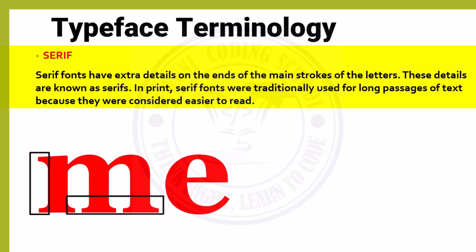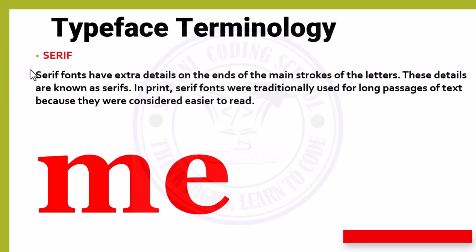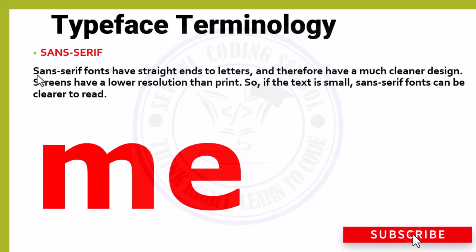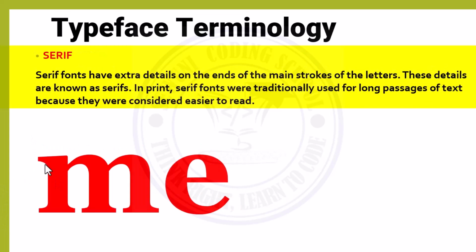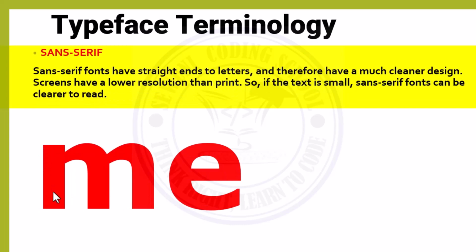Apart from serifs, we have other typefaces. Another one is sans serif. Sans serif has straight ends to letters. It doesn't have extra details, just as we saw here. Sans serif does not have those extra details. It has straight edges, everything is straight, and it has a cleaner design.